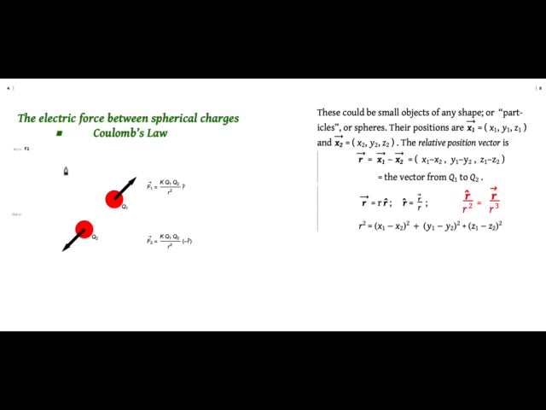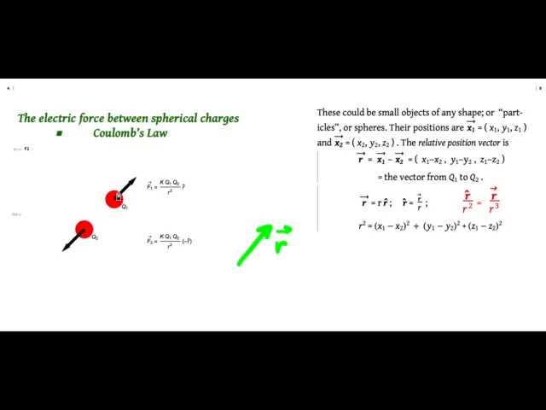Okay, so the electric force between spherical charges, think of these as small objects or particles, is given by Coulomb's law, measured by Coulomb. If we have, let's say, two spheres with charges Q1 and Q2, then the force on Q1 is k Q1 Q2 over r squared r hat, where r hat is the direction pointing away from the other charge, Q2. So we draw a vector, let's call it r, which is the vector from Q2 to Q1. The direction of r is directed from Q2 towards Q1.